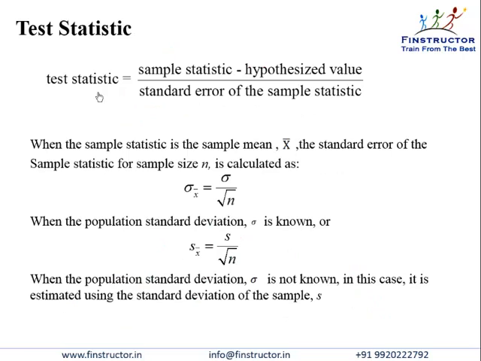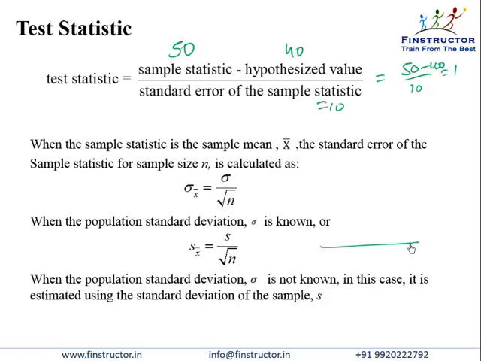The test statistic is calculated as the sample mean or the sample statistic minus the hypothesized value divided by the standard error of the sample statistic. So if the hypothesized value was 40 in our case, and we collected a sample and the sample statistic or the sample mean came out to be 50, and let's say the sample standard error is equal to 10, then the test statistic would come out to be 50 minus 40 divided by 10, that is equal to 1.